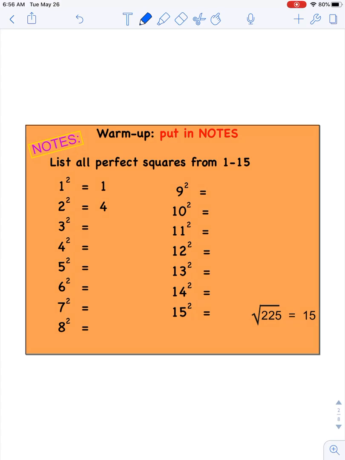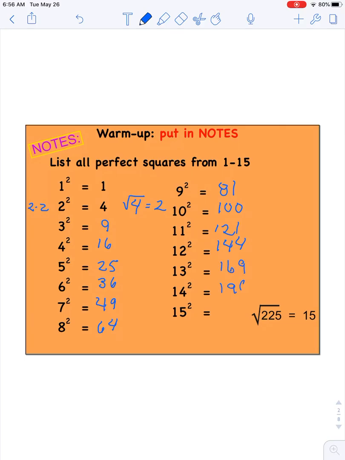What we're talking about is 4 is a perfect square because when we take the square root of 4, we get 2, because 2 times 2 is 4. So pause the video and list all the rest of them. So this list: 3 squared is 9, 4 squared is 16, then we have 25, 36, 49, 64, 81, 100, 121, 144, 169, 196, and 225.